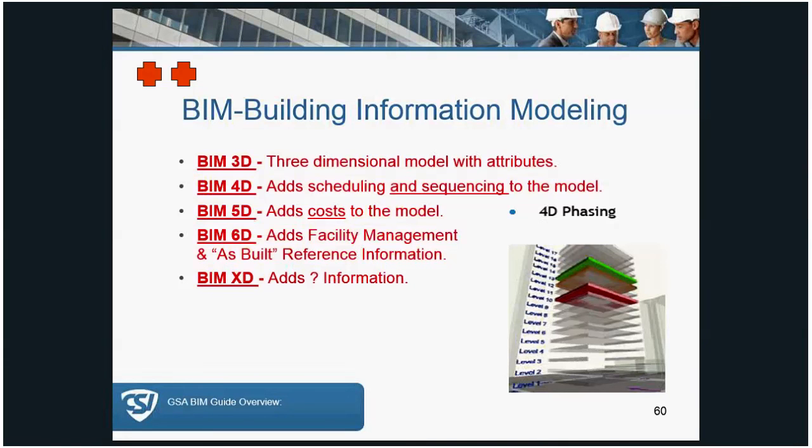Make sure you understand that BIM, typically considered 3D, when you add scheduling and sequencing to the model, that's called BIM 4D. When you add cost to the model, that's referred to as BIM 5D. When you're adding facilities management and as-built reference information into it, it's 6D. I like to refer to this as simply XD because you never know exactly what level you're going to be getting. But as far as those taking the exam, these are the numbered steps and the level of detail in the BIM model that CSI portrays.